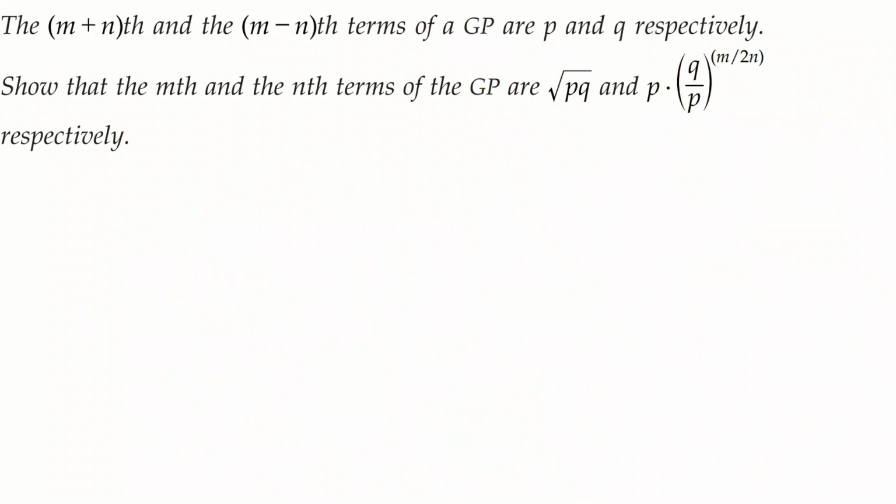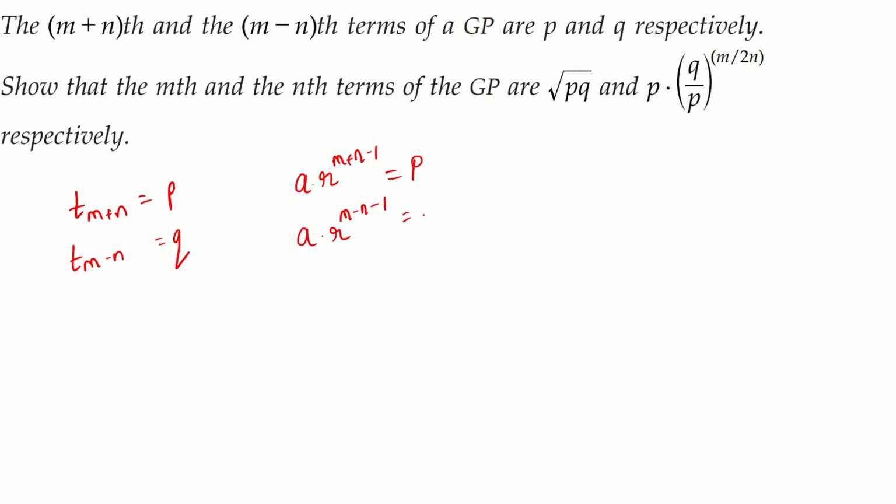Next question. The m plus nth term and m minus nth terms of a GP are p and q respectively. Show that the mth and the nth terms of the GP are these and these. So we are given that t m plus n is equal to p and t m minus n is equal to q. So what is t m plus n? It is a r to the power of m plus n minus 1, this is equal to p, and a r to the power of m minus n minus 1 is equal to q.